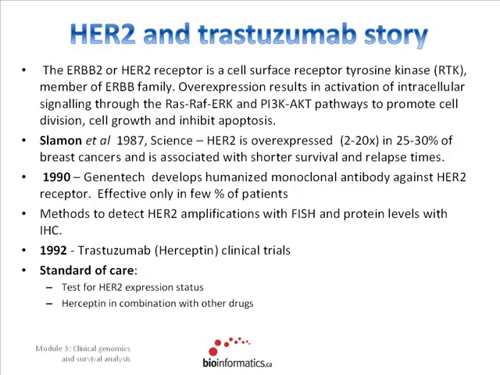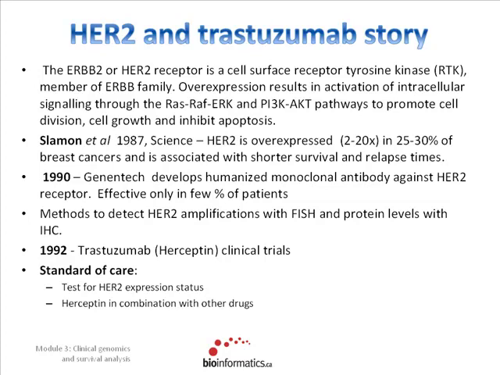And so the HER2 story and trastuzumab story is the first story of application of cancer genomics into the discovery of a drug and putting it all the way through the clinic. The ERBB2 or HER2 receptor is a cell surface receptor tyrosine kinase, and it's a member of the ERBB family. There are four members within this family. This is one of them. The overexpression of this receptor results in the activation of intracellular signaling through the RAS, RAF, ERK, and PI3K-AKT pathways to promote cell division, cell growth, and inhibit apoptosis.